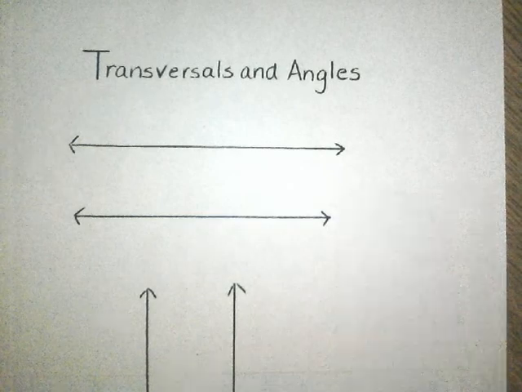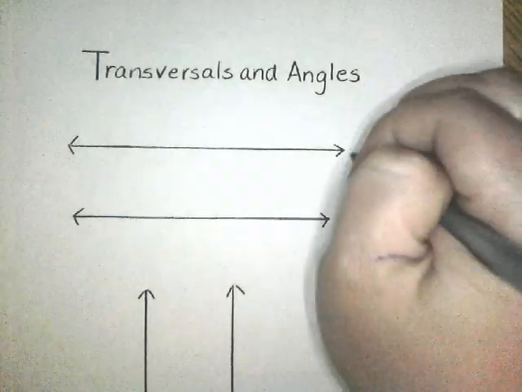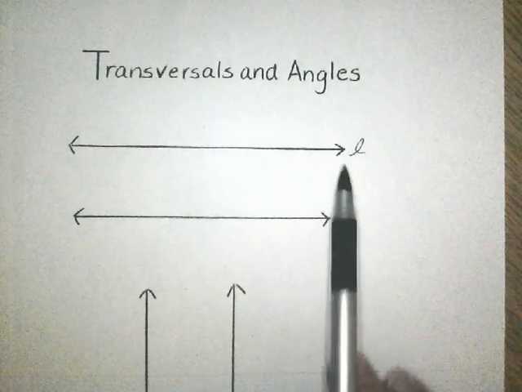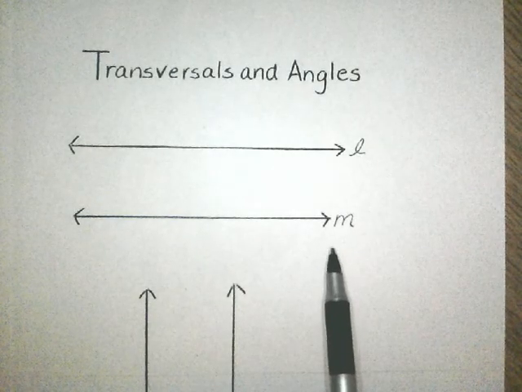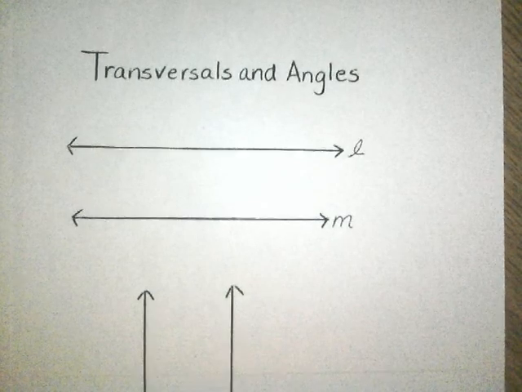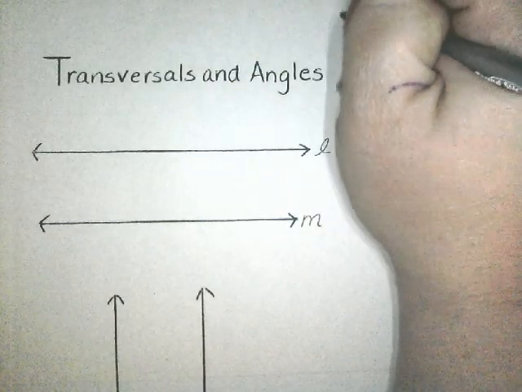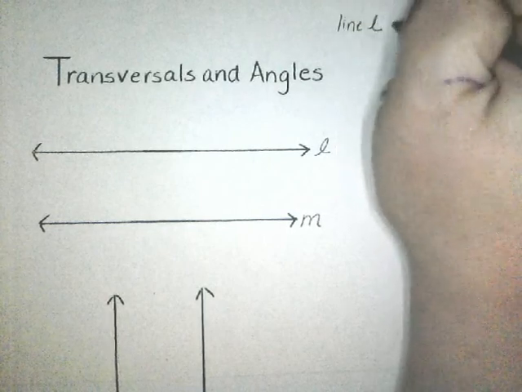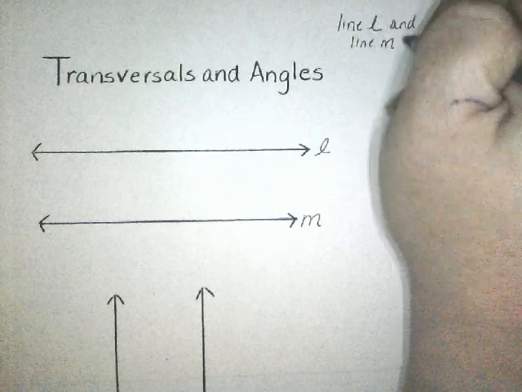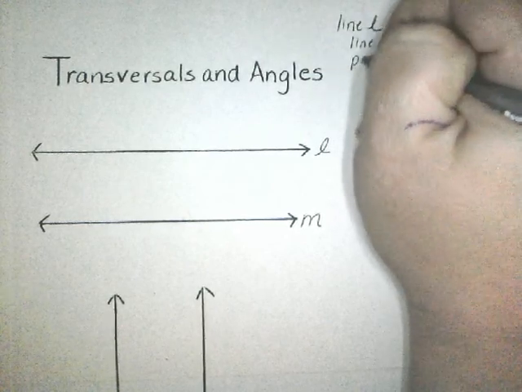We could call this line L and line M. What is special about line L and line M? They are, Quamir? Very good. So up here, if I write it, you write it. Line L and line M are parallel lines.